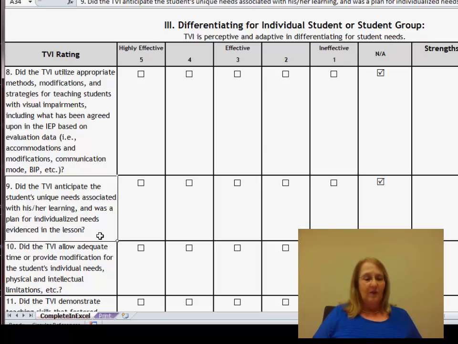We focus a lot in special education on individualizing our lessons, but a lot of times the TVI may not be teaching to that individual student's needs and looking at how do we make this work for this particular student. They might be teaching it the way they taught it to another student. So looking in the plan and looking in the execution for some evidence showing that it was very individualized to meet the communication needs of the student or the ability to learn.